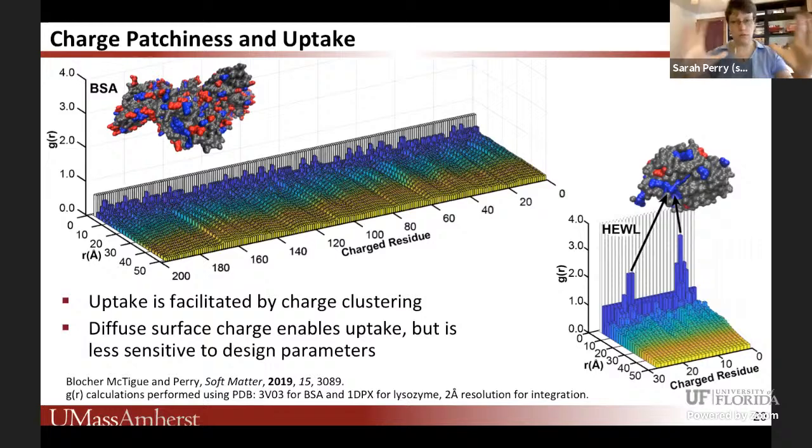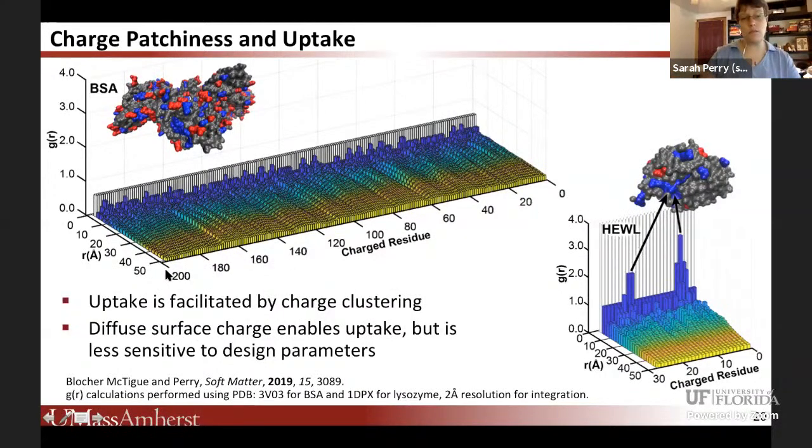So we took the three-dimensional structure of the protein, identified the spatial locations of each of the charged residues, and took each one as a reference. So I start here, and I go out into space, and I say, where's the next charged residue? Record this, normalize it, etc. And that's what you're seeing here, this plot of the pair correlation as a function of distance for each of the charged residues.